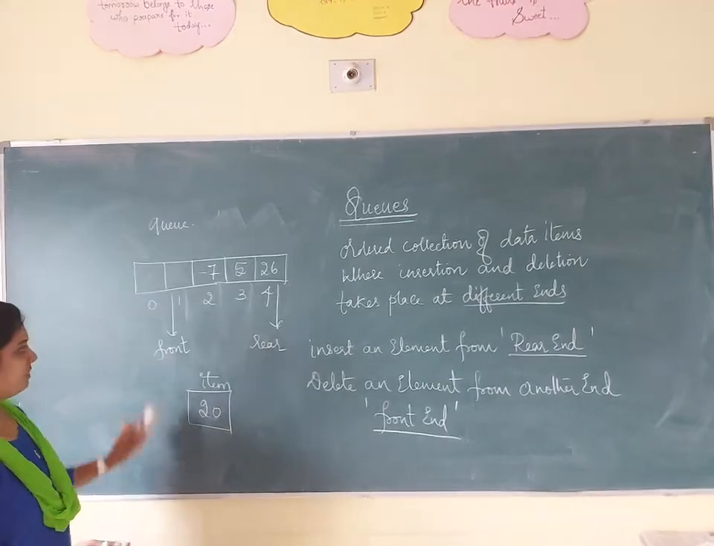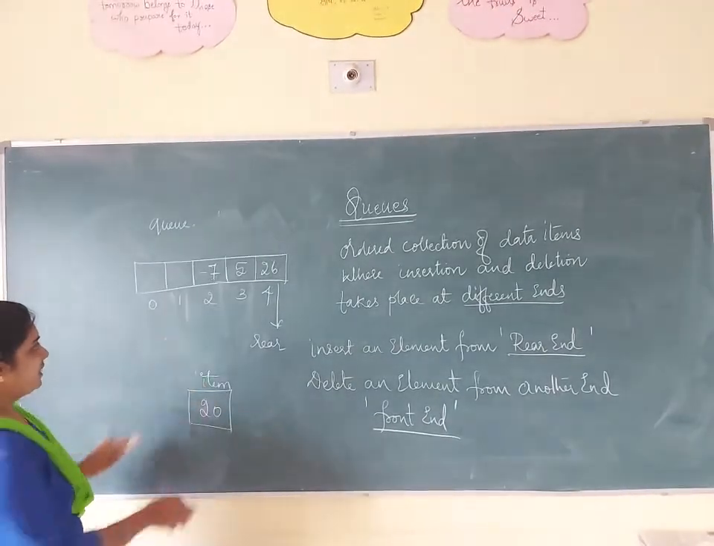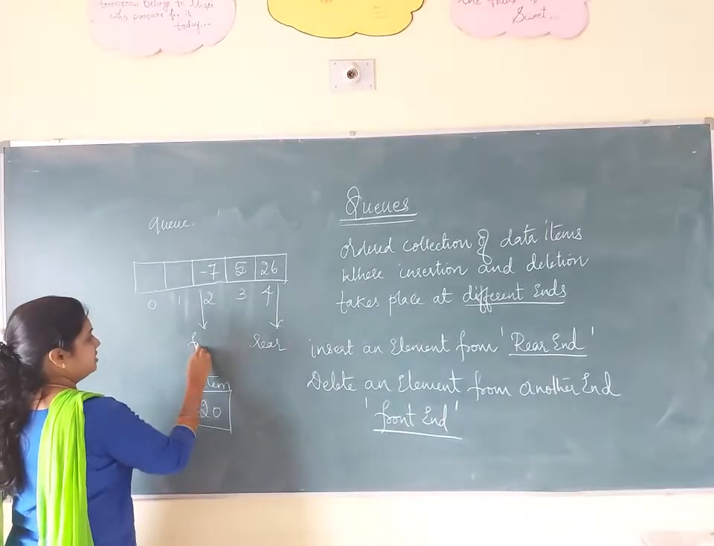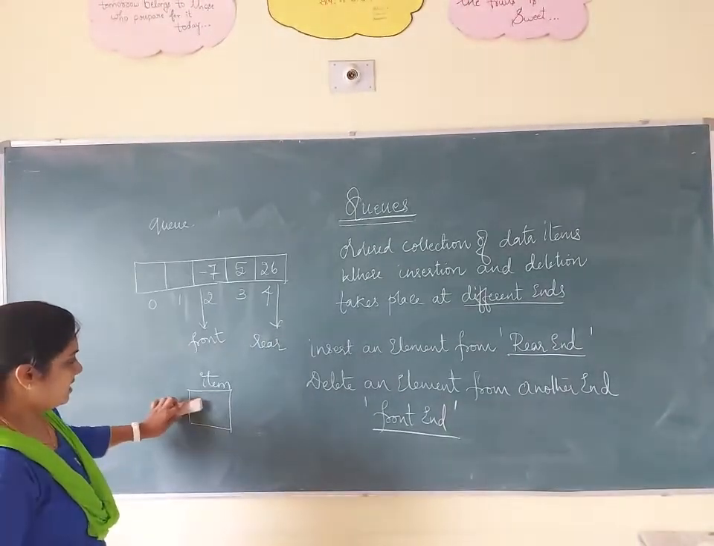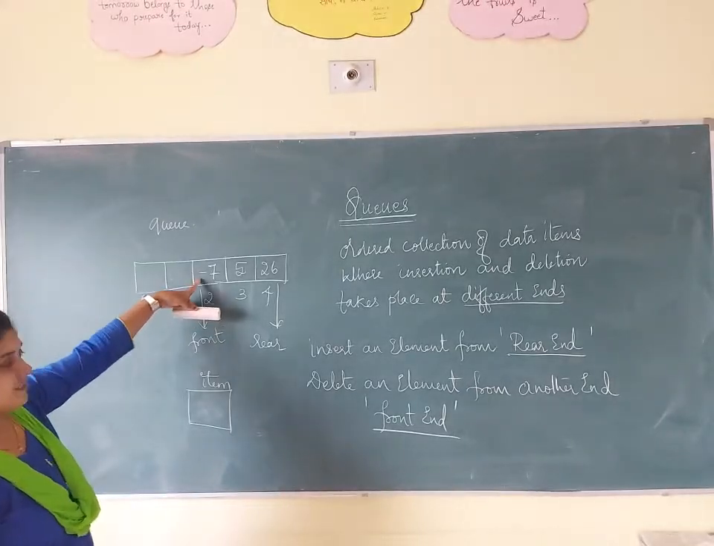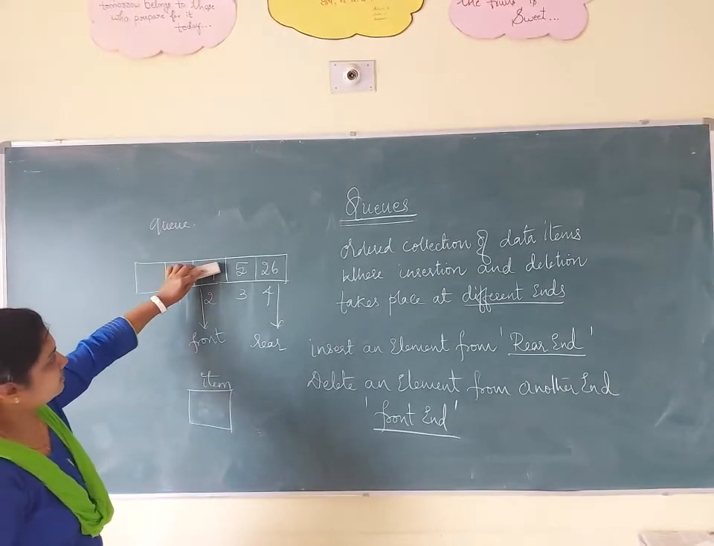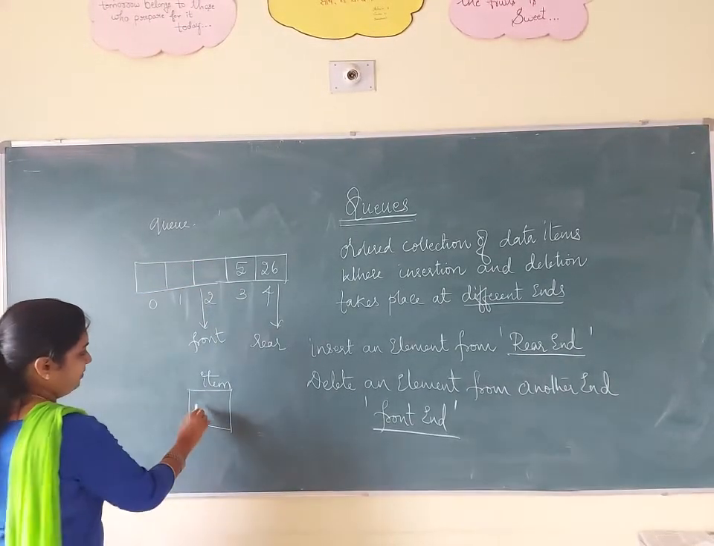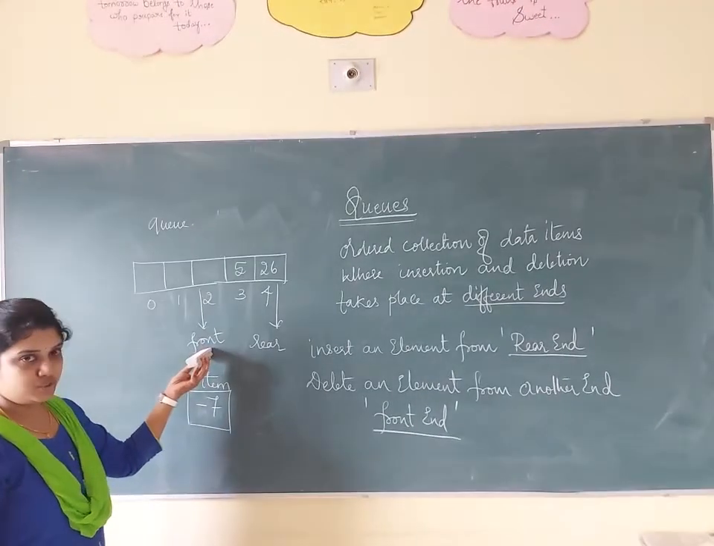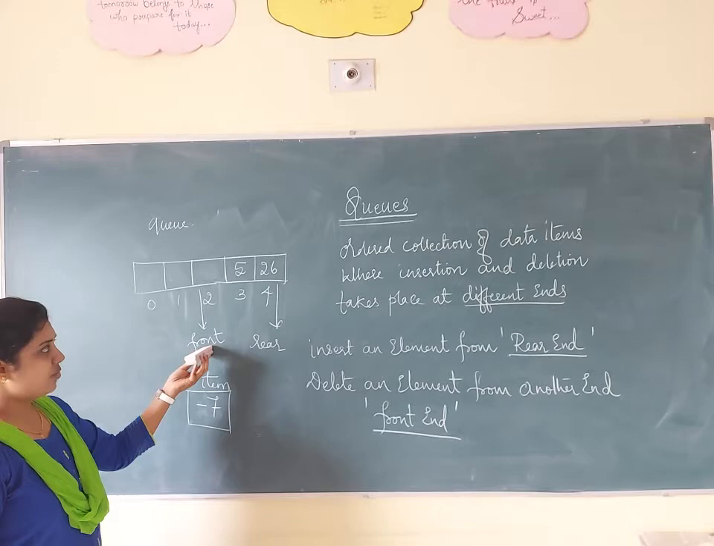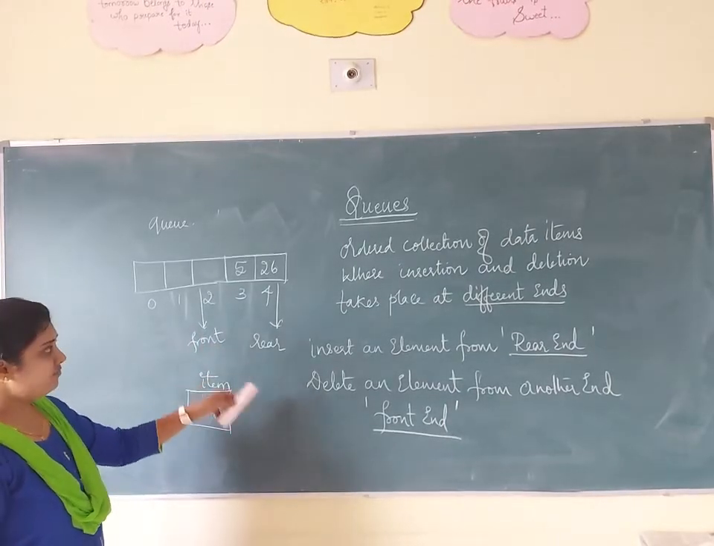1 plus 1 will become what? 2. Now the front is shifted to where? 2. Okay, and this is automatically deleted. And minus 7 you are having. Take this minus 7, store in temporary variable item. So now front is pointing to where? 2. Now I want to delete one more item.